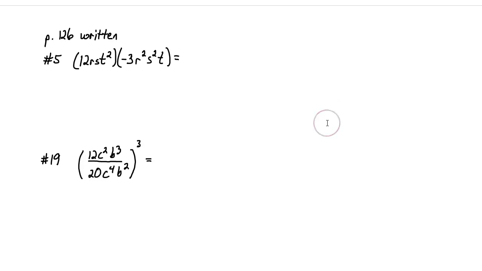Page 126, the written. We're asked to multiply these monomials together. Start with the numerical coefficient. 12 times -3. That's -36. Now work with the letters. We have r to the 1, and we're timesing by r to the 2. That makes r to the 3. Now the letter s. We have s to the 1, and we're timesing by s to the 2. That makes s to the 3. Now the letter t. T to the 2 times t to the 1. That makes t to the 3. The rule I was using there was about adding the exponents.